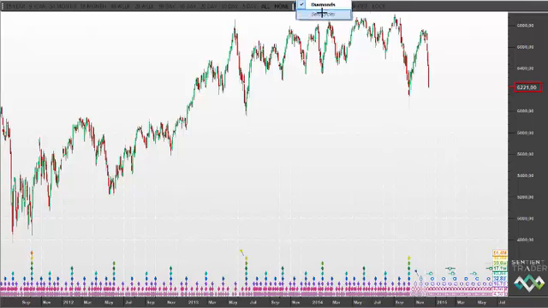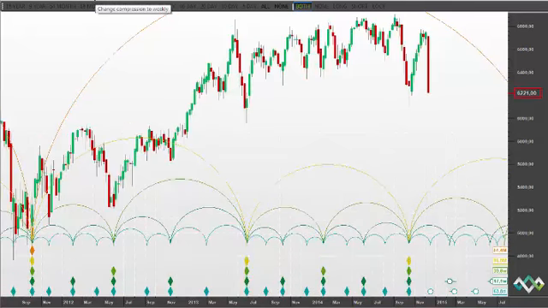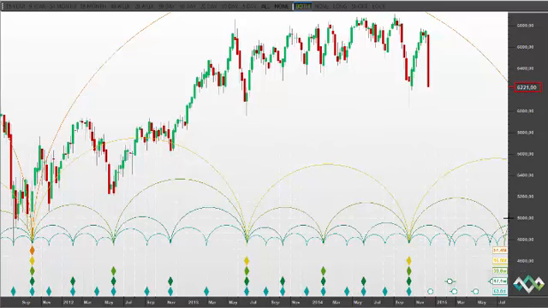Let me display some semicircles here, and let me show you what is happening. Perhaps we should switch to a weekly view. There we go. That gives us a slightly better view of what is happening. So what is the long-term view in the FTSE?